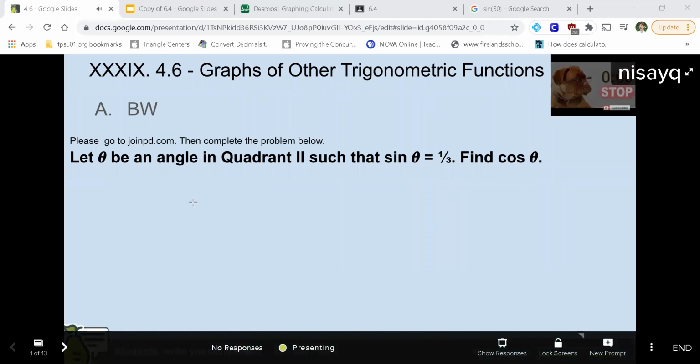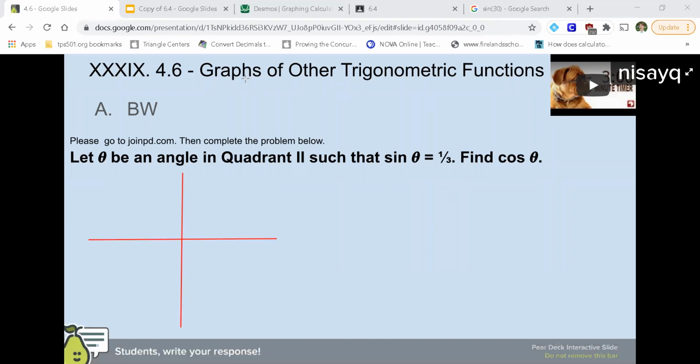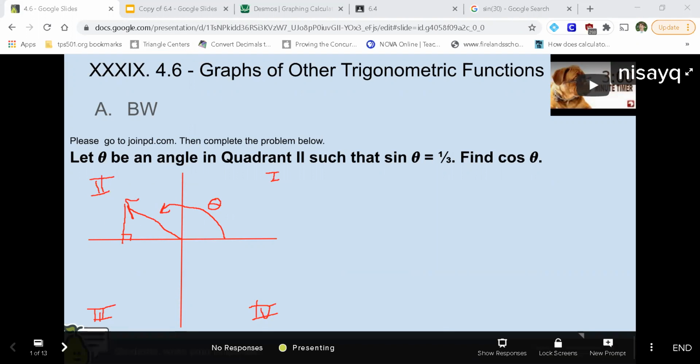Okay, let's go over it. It helps if you draw a picture of it. This is quadrant 1, 2, 3, and 4. Our angle in quadrant 2 will be right here, about. And if we connect that angle to the x-axis, it makes a right triangle.